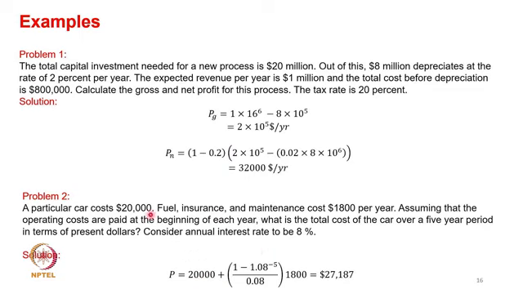So you have your initial cost 20,000 plus (1 - 1.08^-5), which corresponds to the 5-year period, divided by 0.08, which is the annual interest. The 1.08 comes from 1 plus 0.08, and this is multiplied by 1800, which is the maintenance cost. So it comes out to be 27,187.